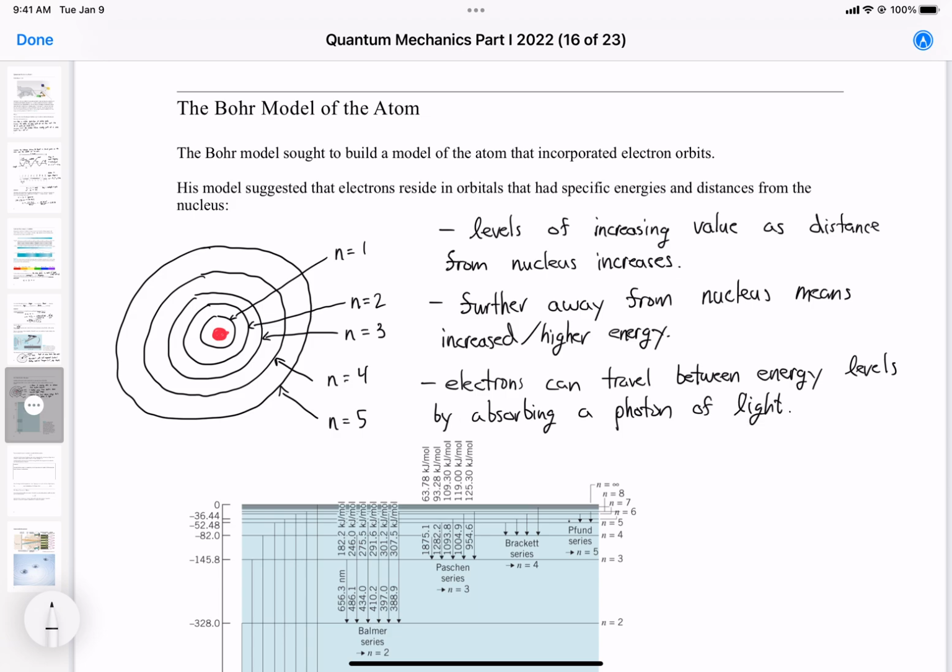So a photon of light is basically light in the form of packets of energy. So they have only a specific quantity of energy that can be absorbed by the electron. So a photon is a particle. It's pretty much a particle of light, and it describes how light interacts with matter. Okay, so this is another way of saying energy.